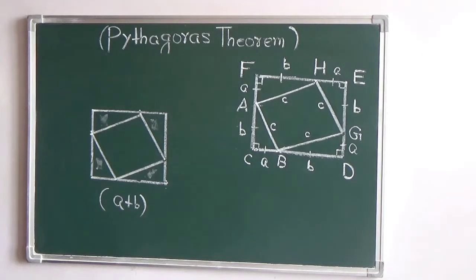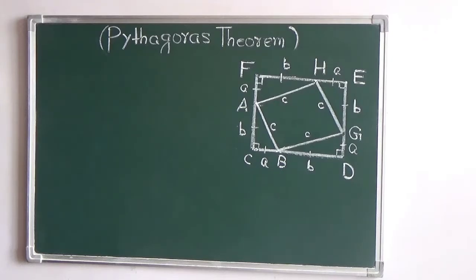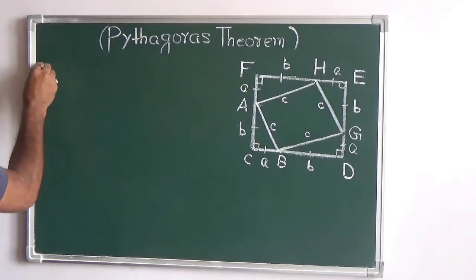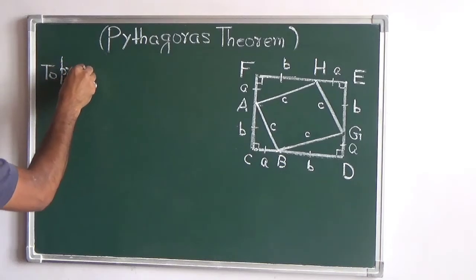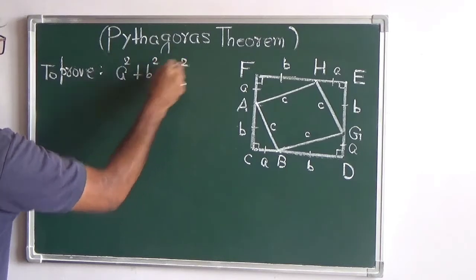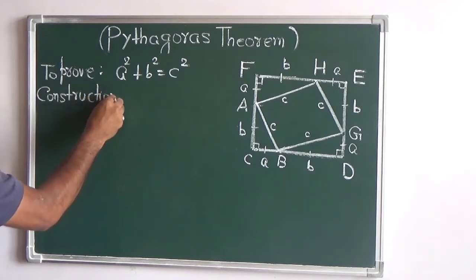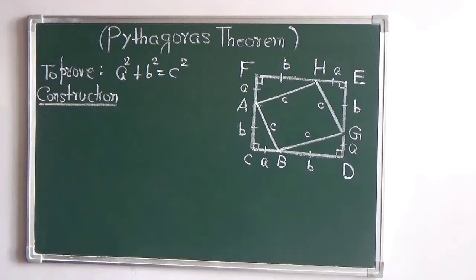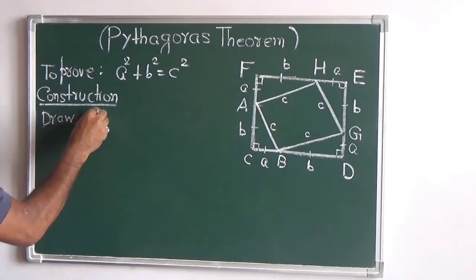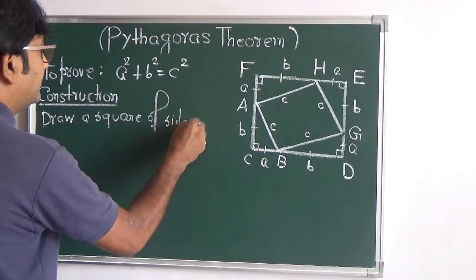So now let us prove this. Write down first, to prove: A square plus B square is equal to C square. Write about the construction. What construction did we do in the beginning? The construction is: draw a square of side A plus B.